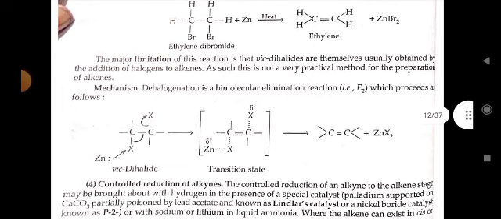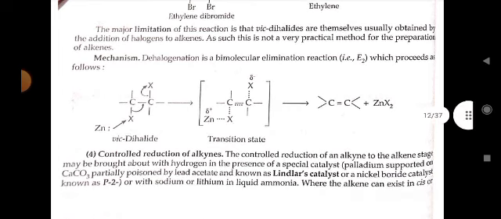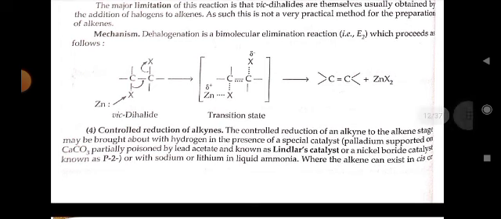The major limitation of this reaction is that vicinal dihalides are themselves usually obtained by the addition of halogens to alkenes. As such, this is not a very practical method for the preparation of alkenes. Mechanism: dehalogenation is a bimolecular elimination reaction which proceeds as follows. Vicinal dihalides undergo a transition state and then form ethene plus zinc dichloride or dibromide.